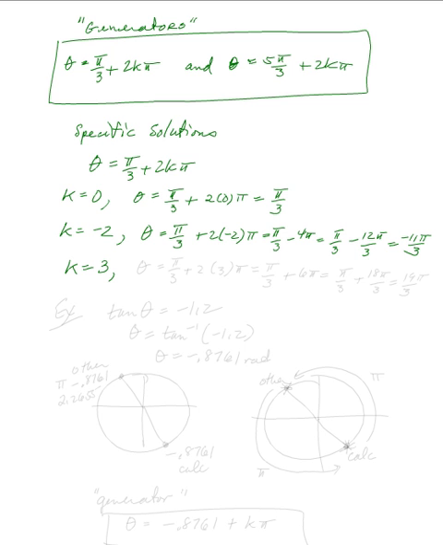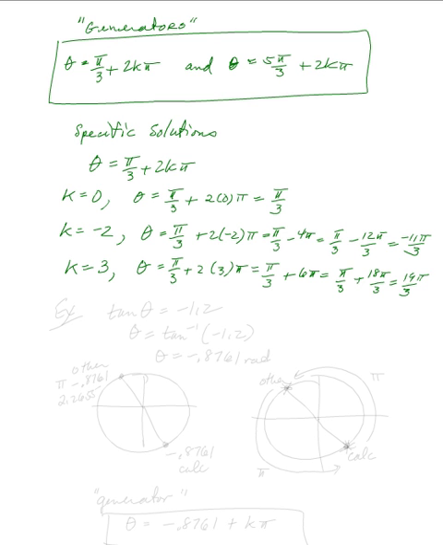And suppose k is 3. Theta equals pi over 3 plus 2 times 3 pi equals pi over 3 plus 6 pi. So that's pi over 3 plus 18 pi over 3, or 19 pi over 3. Again, another solution hopefully you recognize. So again, though, you could keep going on and on infinitely.